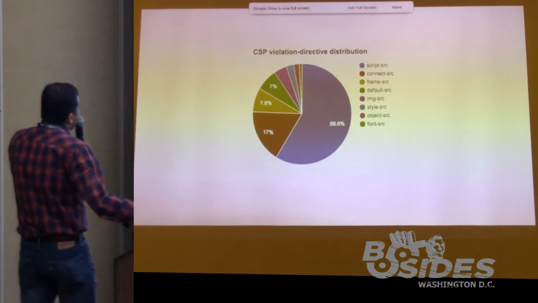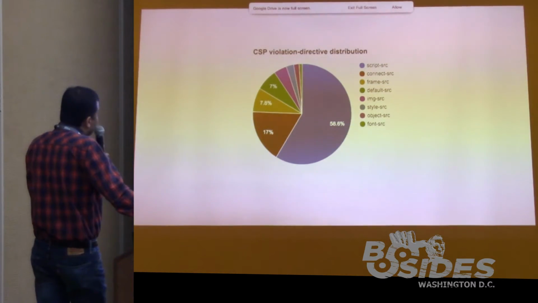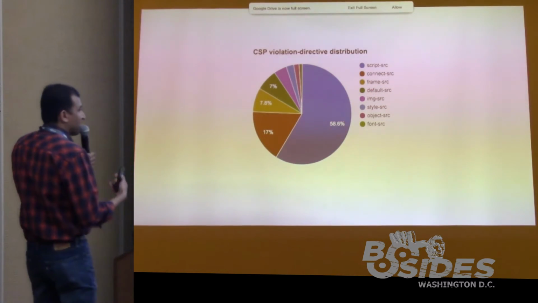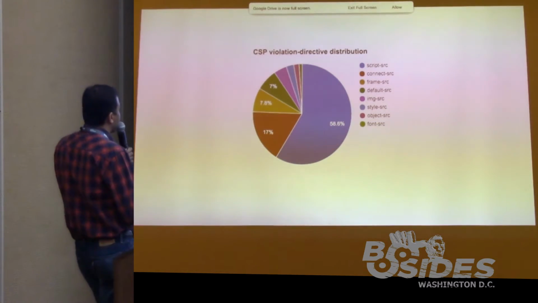So this is a CSP violation resource-specific distribution of violations. You can see most of them, 58% of the reports, are a violation of script-src. The next one is AJAX calls like connect-src, and the third one is frame. So this is a general distribution of resource-specific violations.